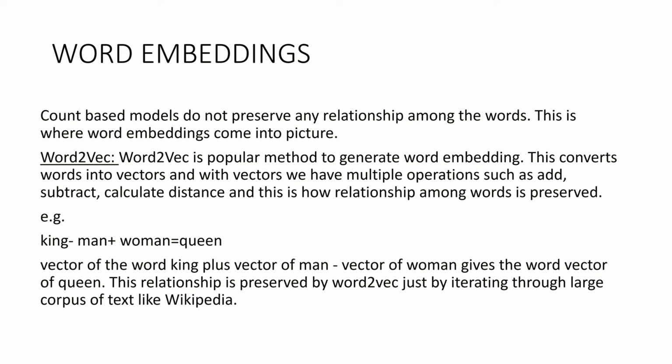As an example, king, man, woman. The vector of the word king is calculated and we subtract the vector of man from it and add the vector of woman, and then we finally get the vector for queen. So this is how we can play around with the vectors.